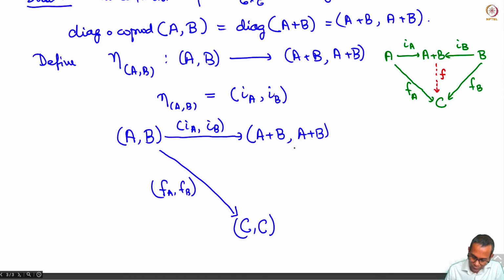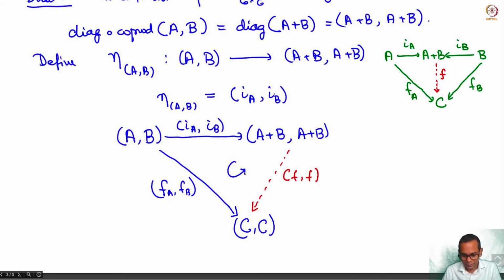You just put F sharp to be F. Now if you take F and you take diag of F, so diag of F is just F comma F, where F is as defined by this universal property of A plus B using the arrows F_A and F_B. Then from this universal property, it follows that this whole diagram commutes. Now I leave it to you to work out all the details, but this proves that the diagonal and coproduct functors are adjoints.